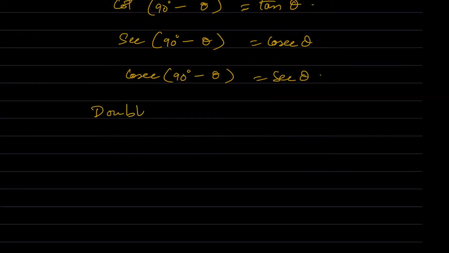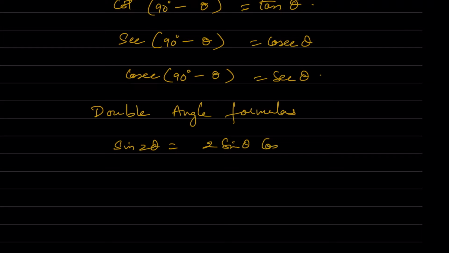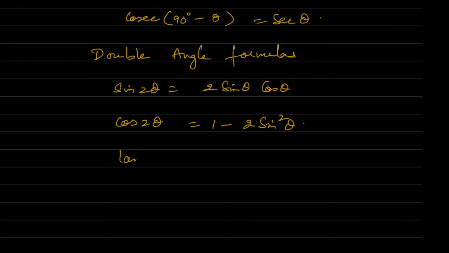Now we'll see what are double angle formulas. All these formulas are usually used in trigonometry, so we have to know all these formulas. Sine 2 theta, which is double angle, is equal to 2 sin theta cos theta. Cos 2 theta is equal to 1 minus 2 sin square theta, and tan 2 theta is equal to 2 tan theta by 1 minus tan square theta.